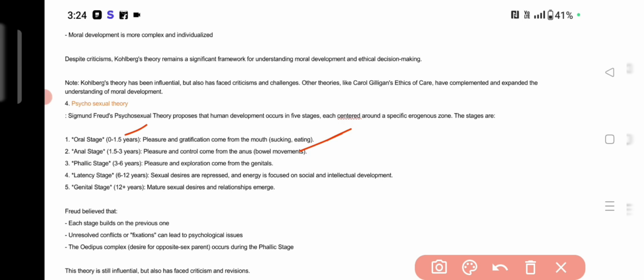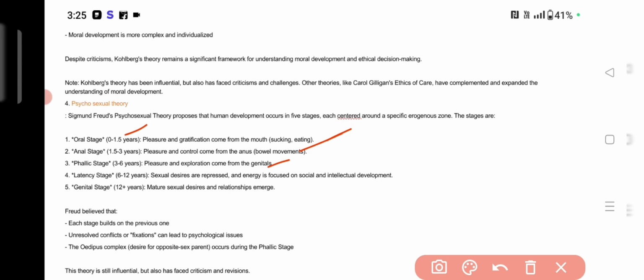That is the third stage of this theory, and here it is 3 to 6 years, that means early childhood age. So here the pleasure and exploration comes from the genitals. That means genital play and curiosity, exploration of own and opposite sex genitals. That means here they will show aggressive or dominant behavior. They will have an excessive concern with appearance or sexual performance, and here also they will have intimacy towards the opposite sex parent and so on.